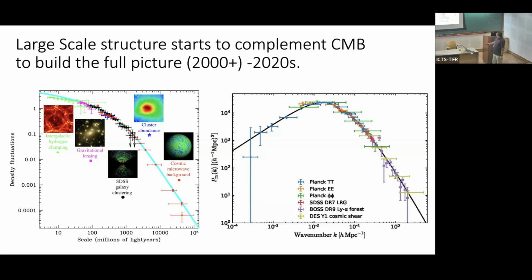Okay. A later plot after Planck gives more points, better data, and this fitting is even better. It is really, really good.